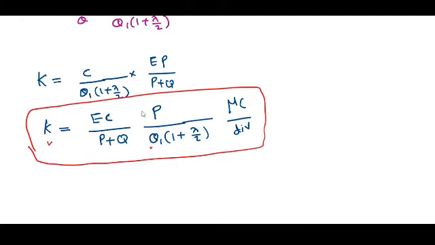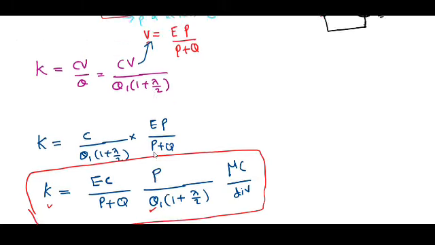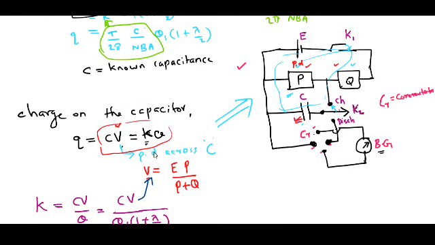For this, first we need to know the value of theta 1. Next, I will explain the procedure to find the value of theta 1. For this, let us go back to this picture. To find the value of theta 1, first we close this key K1 and connect the second key K2 to the charge knob.